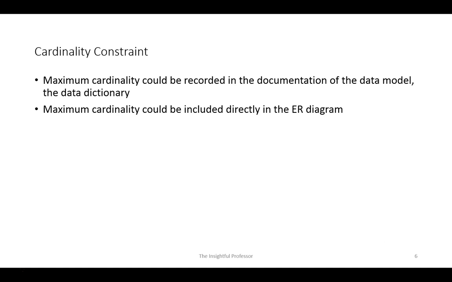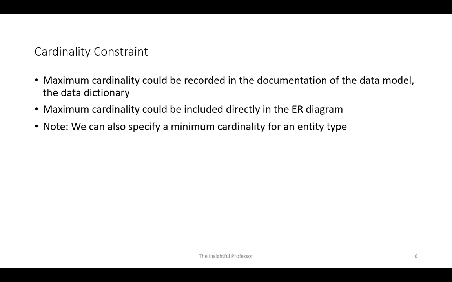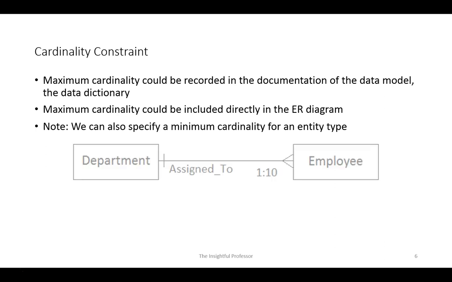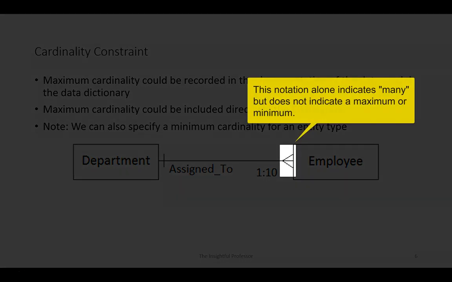Ideally, what we would like to do is have that maximum cardinality reflected in the diagram. We want this picture to express more information if possible, and that's what we'll now take a look at. We're talking about maximum here, but note that we could also specify a minimum cardinality for an entity type. Here's one way to do it.